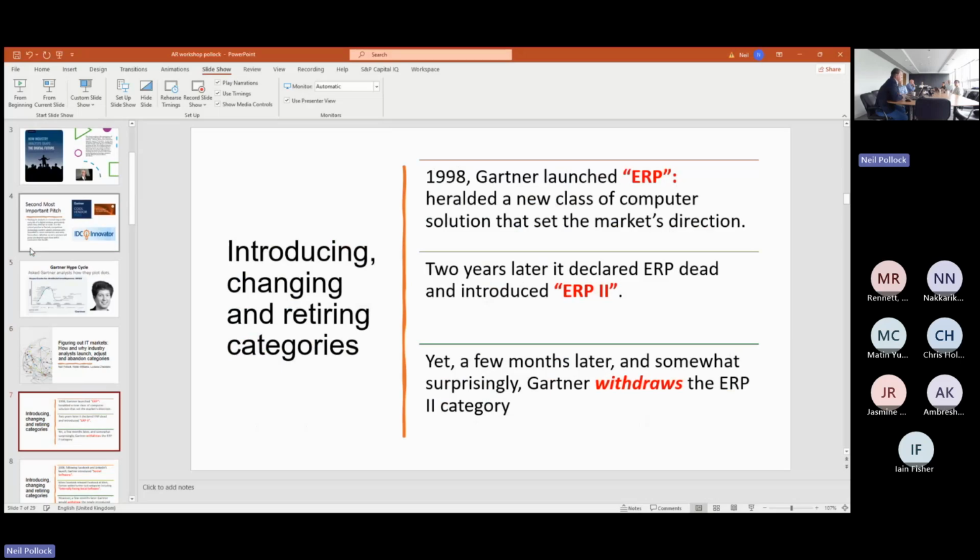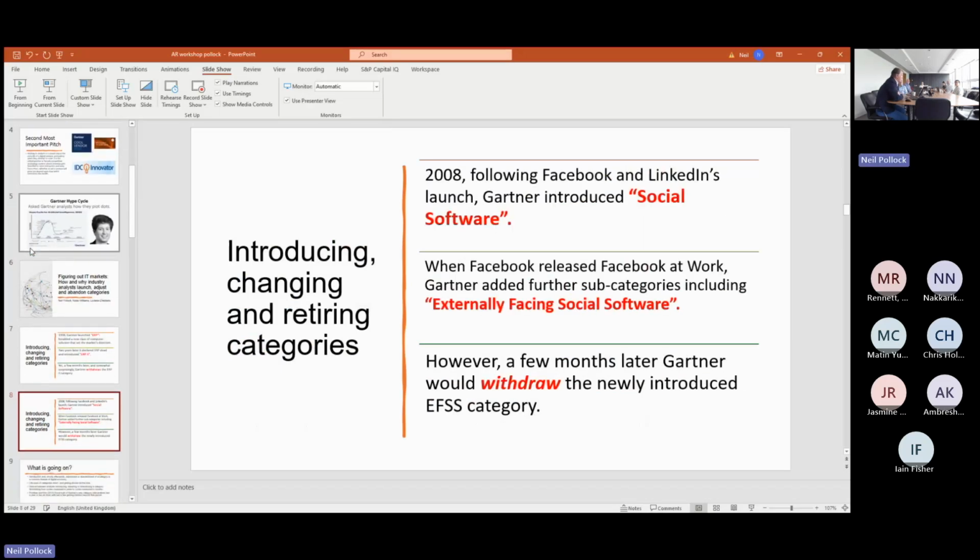So, for example, you go back to the late 90s when they launched ERP, Enterprise Resource Planning Systems. That was a category which shaped the market, and everybody then had to orientate around that category. So ERP became the category which shaped the market's direction. Quite an impactful category. But then, two years after that category was launched, they said ERP is dead. So the ERP category is now dead. And instead, there's ERP2, right? And then after they launched the ERP2 category, just a few months later, they withdrew it and said that's dead.